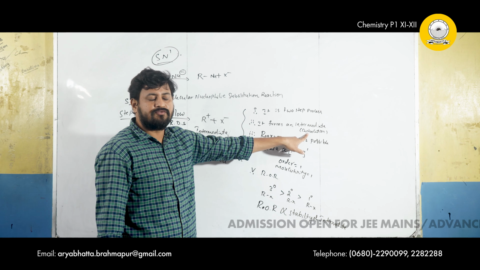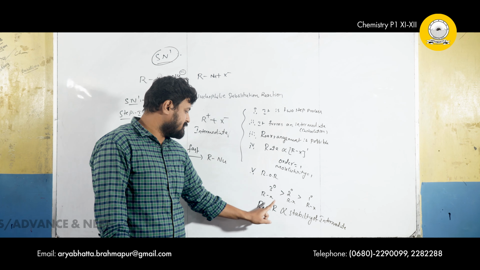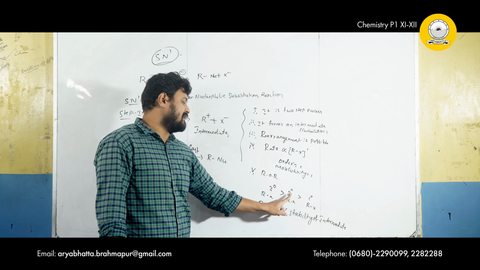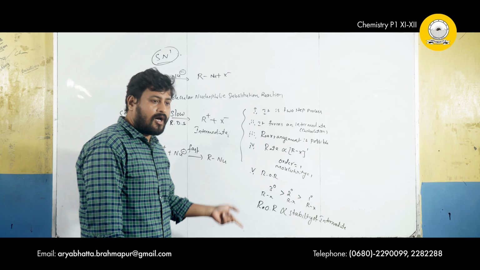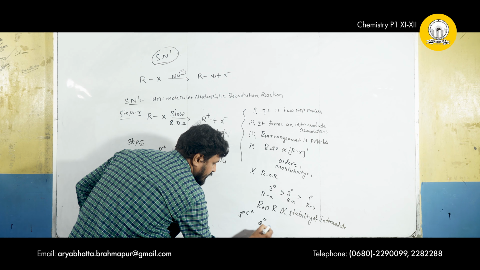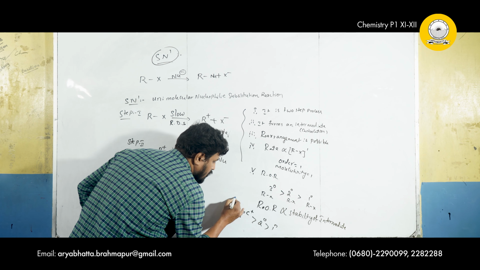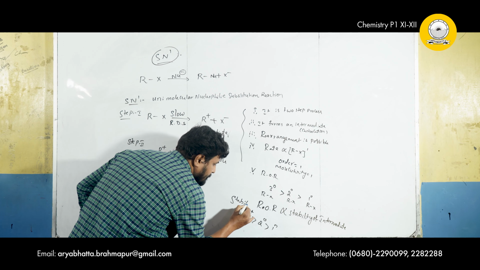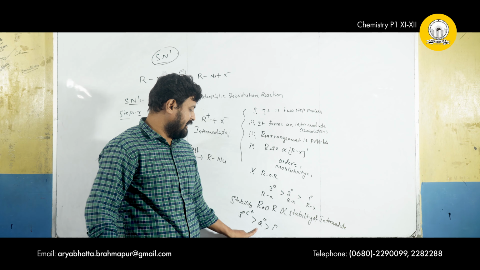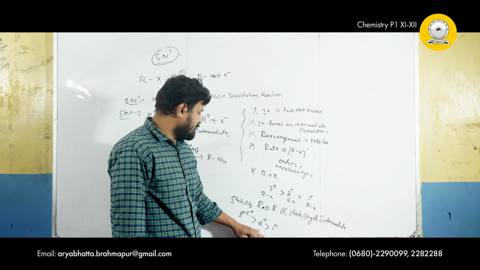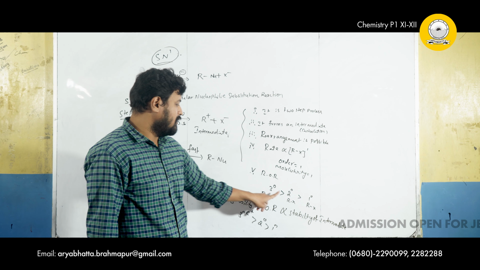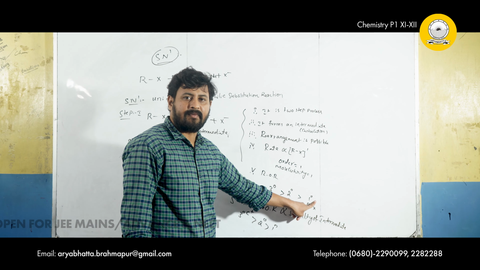In the GOC topic, we already discussed the stability of carbocation. The carbocation stability order is tertiary greater than secondary greater than primary. Along with this information, the tertiary alkyl halide is more reactive than secondary, which is more reactive than primary.